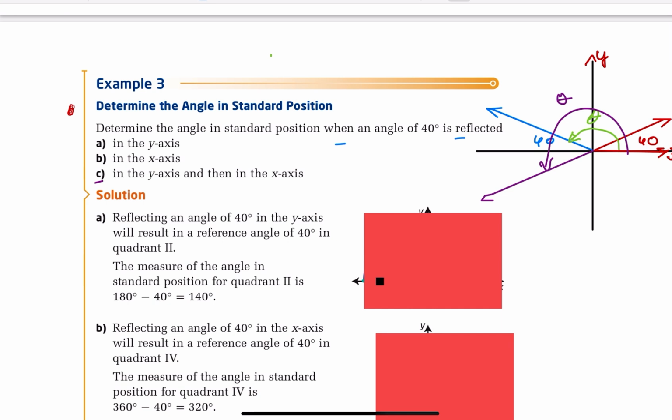If you reflect your 40 degree over the x-axis, your 40 degree will be like this. So the angle will start from here and go all the way over to here. This will be a positive theta, but if you show me the other one, which is this one, it should be a negative theta.